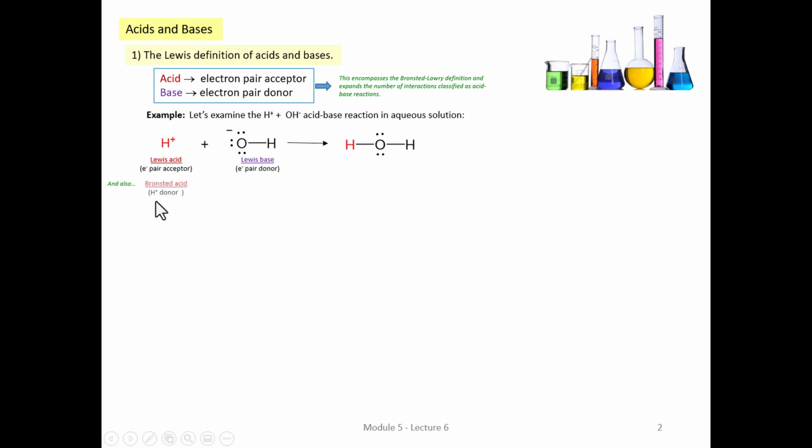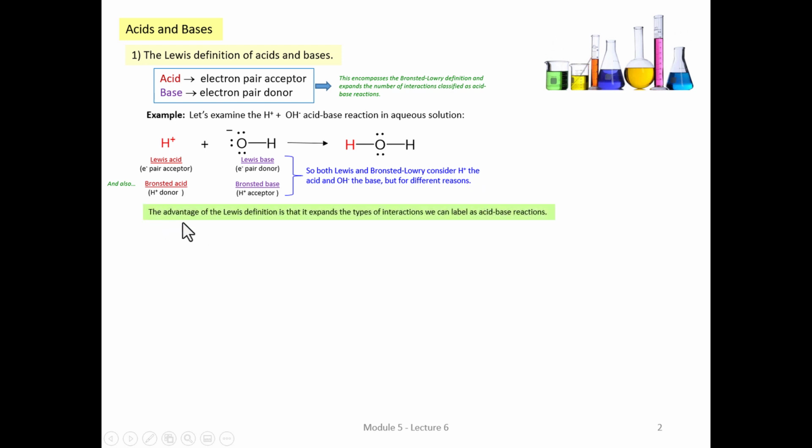Also, you will recall, of course, that H+ is a Bronsted acid because it's an H+ donor, and hydroxide is a Bronsted base because it's an H+ acceptor. So both the Lewis and the Bronsted-Lowry definitions consider H+ to be the acid and OH- the base, but for different reasons.